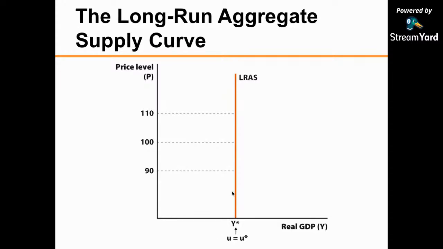So as the price level changes, the long run quantity of aggregate supply is not going to change. It will always stay at this vertical line. So regardless of what the price level is, this is always what your long run aggregate supply curve will look like.